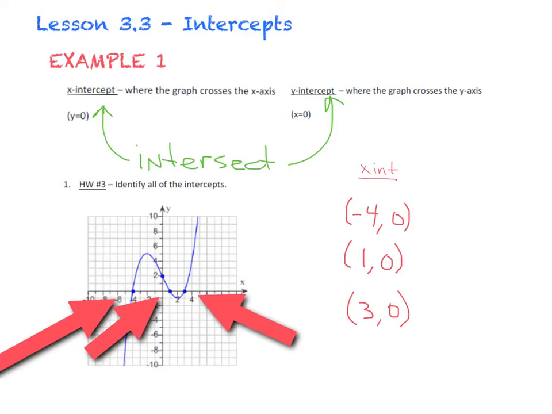Now, typically a line that we'll be dealing with will only have one x-intercept. The reason why this one has more is because it's a curvy line, and typically after this example, we won't be dealing with these curved lines. But it is important that you notice something about the x-axis. Look at the ordered pairs over here to the right, -4, 0, 1, 0, and 3, 0. What do all of these x-intercepts have in common?